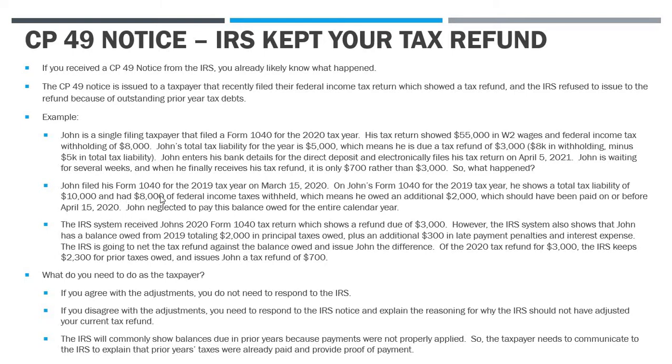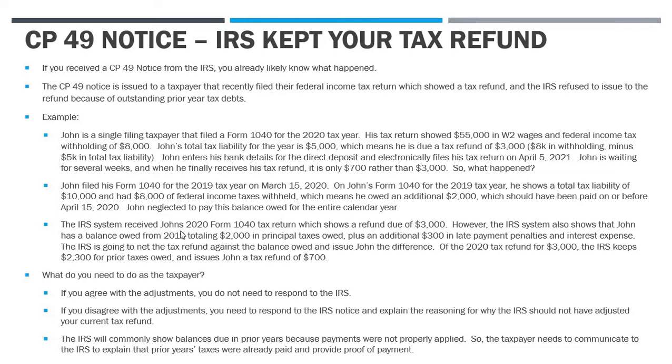So for the prior year, 2019, he filed his 1040 in March 2020. On that 1040, he had total tax liability of $10,000 and $8,000 of federal income tax withheld from his wages, which means he owed an extra $2,000. Right, so when he filed his return, he should have paid an extra $2,000 with the filing on or before April 15th, 2020. Now, John neglected to pay this, right? He didn't pay that balance owed.